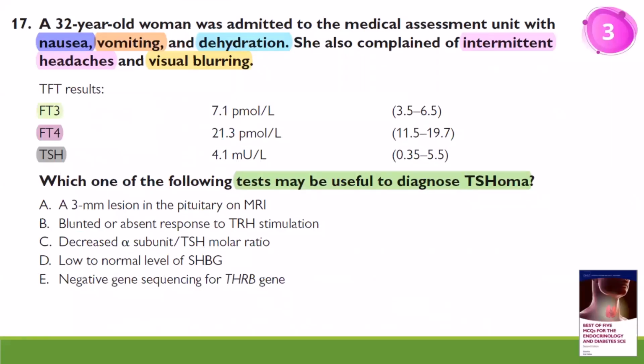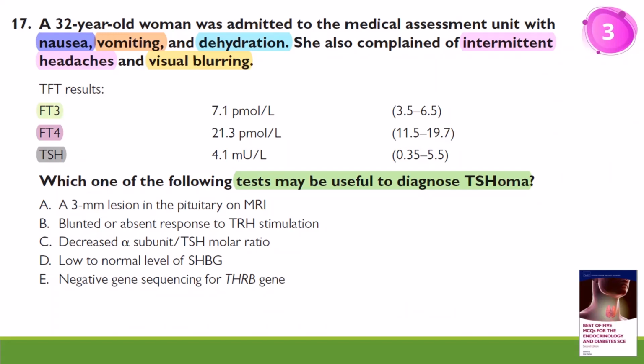Another question: a 32-year-old woman was admitted to the medical assessment unit with nausea, vomiting, dehydration, and intermittent headache and visual blurring. Free T3 is elevated, free T4 is elevated, TSH is normal, non-suppressed. Which one of the following tests may be useful to diagnose TSHoma? That's B. Yes, B. Blunted or absent response to TRH stimulation.